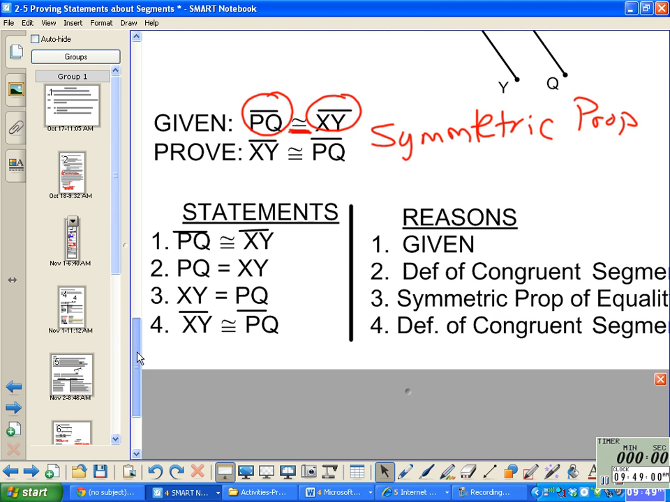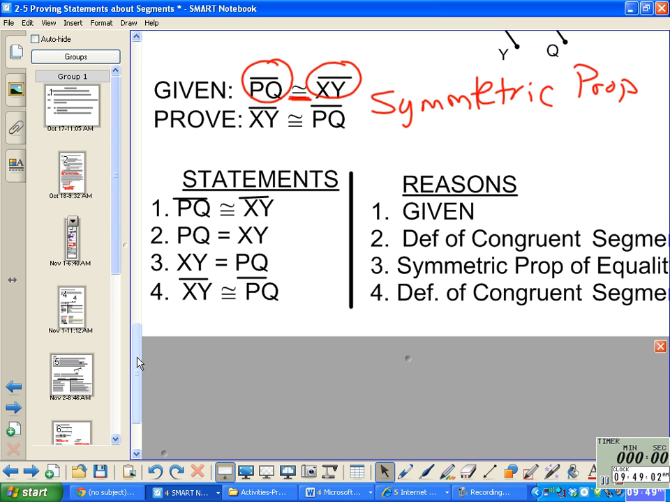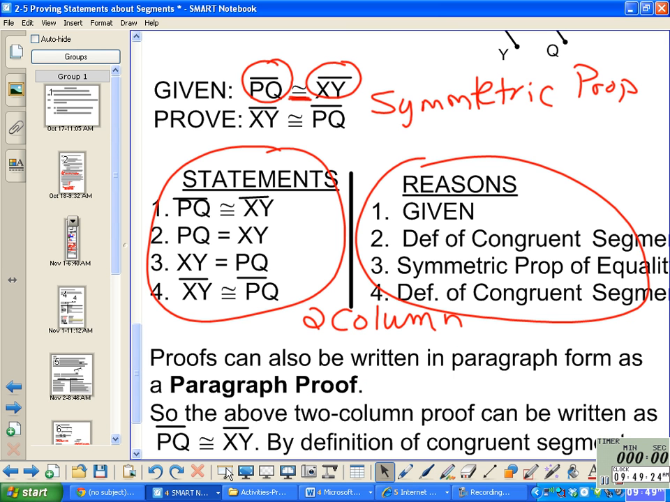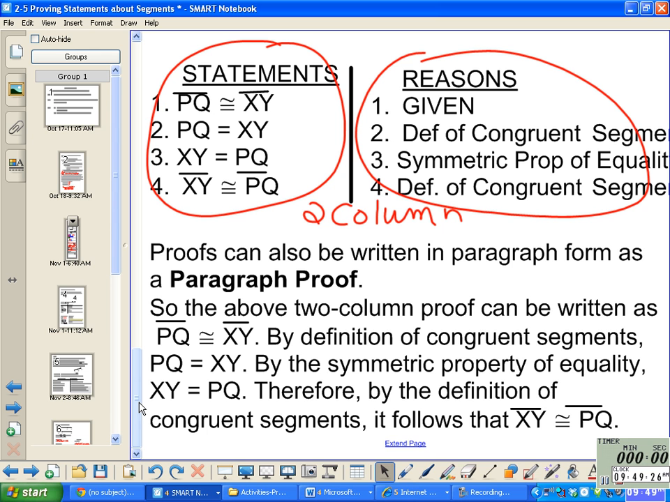Well, yesterday we ended with this particular proof here, with the statements on the left and then the reasons on the right. If you didn't get it, please go back to that lesson and review. But what I want to say today is that the proof we wrote yesterday is a 2-column proof. Well, proofs don't always have to be written in 2 columns. They can also be written in paragraph form.